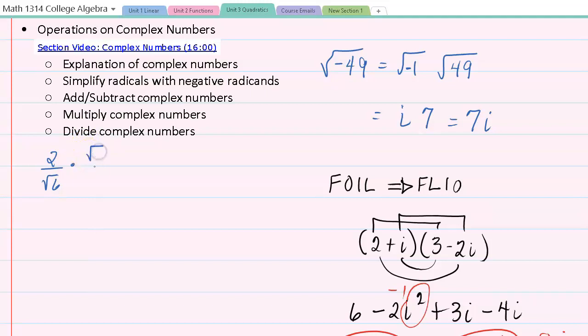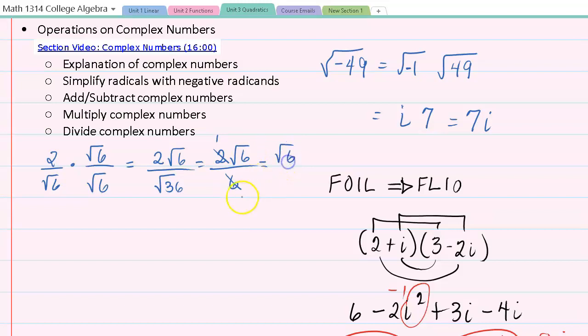That means we multiply both the numerator and the denominator by the square root of 6. This will give us 2 times the square root of 6 at the top, and at the bottom we will have the square root of 36, which is 6. So we have eliminated the radical sign in the denominator. We just need to simplify our fraction so that we have the square root of 6 at the top and we have 3 at the bottom.